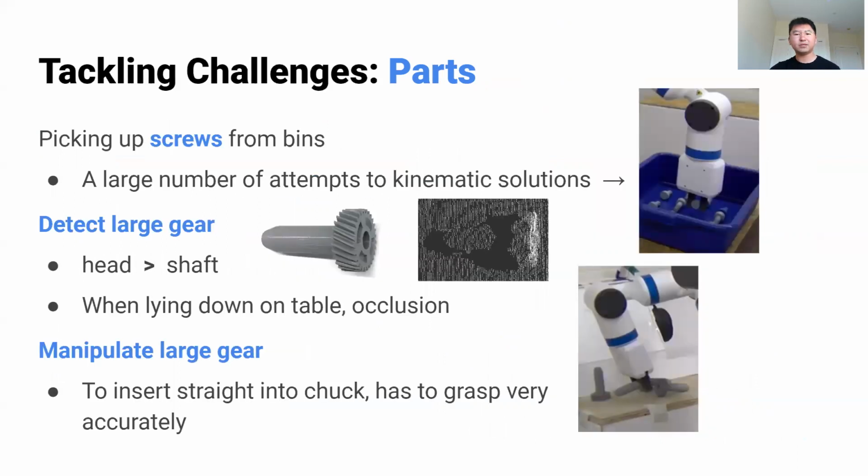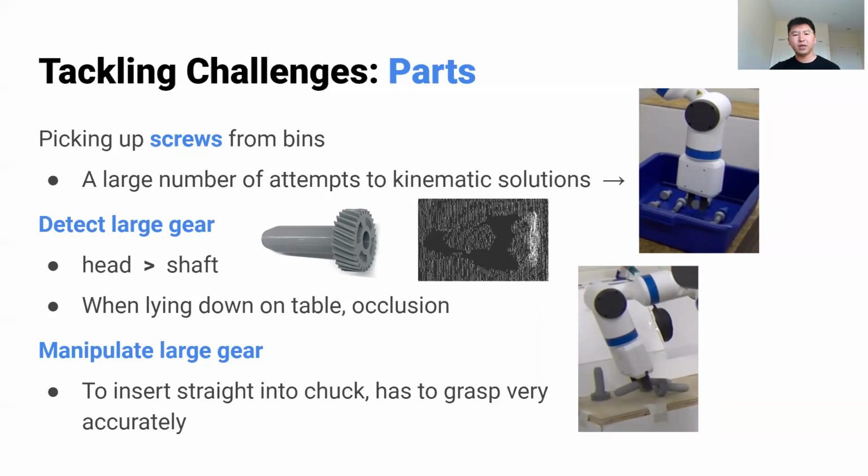The screw case is special because the robot will need to pick them up from a bin, which needs a large number of times to find kinematic solutions. For the large gear, its head is higher than the shaft. The detection here is an example that we need to check neighboring clusters.